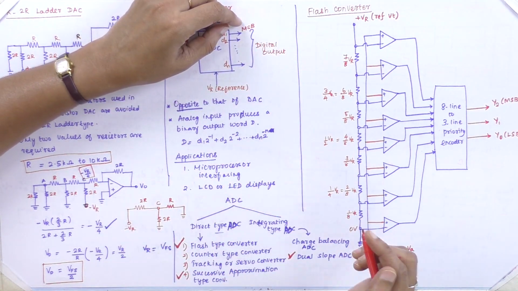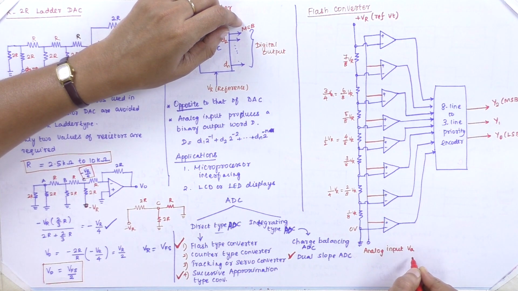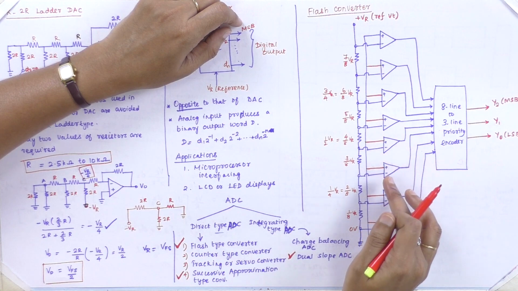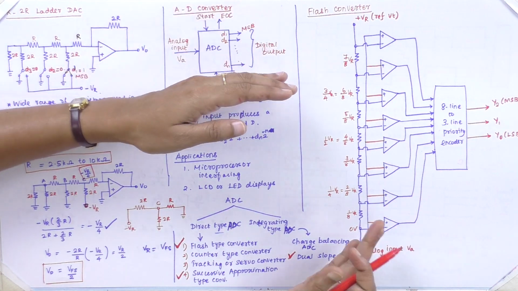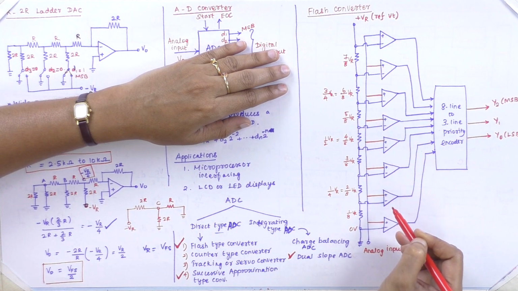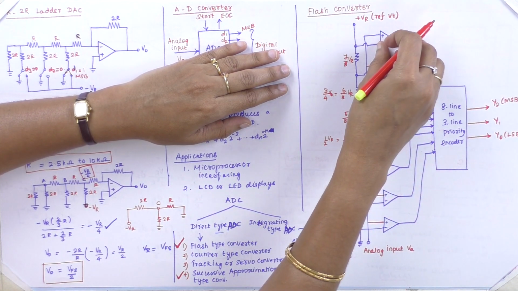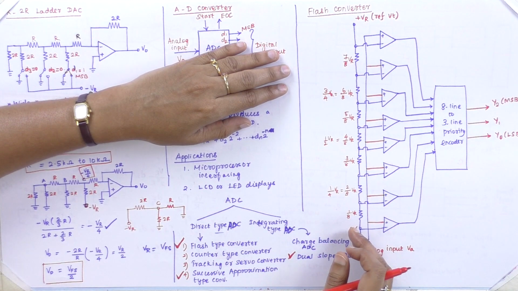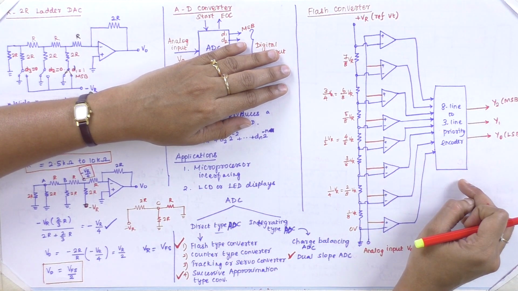Here we are going to use the analog input signal and the reference input signal. We have operational amplifiers with 8 inputs, like 1, 2, 3, 4, 5, 6, 7, 8: 8 operational amplifiers, 8 resistors, the voltage divider concept, and an 8 line to 3 line encoder.